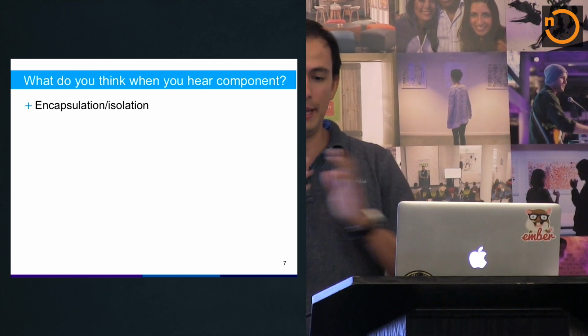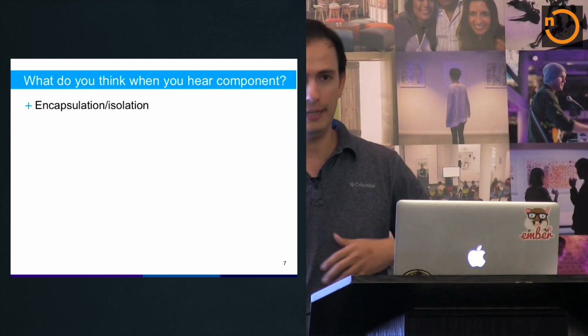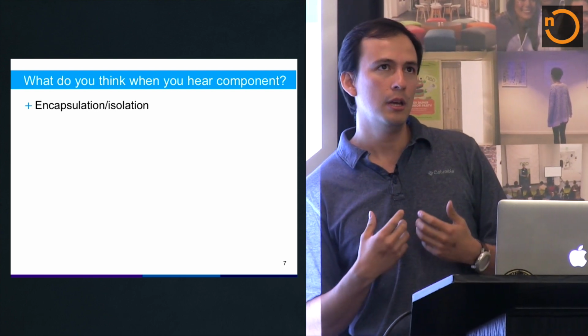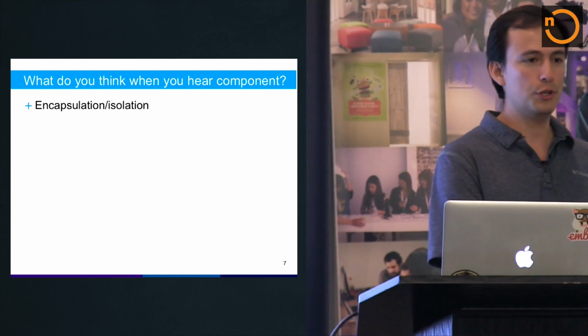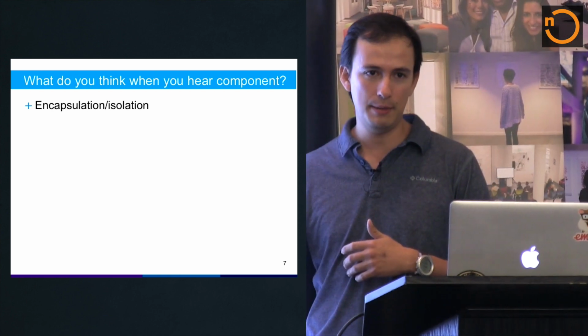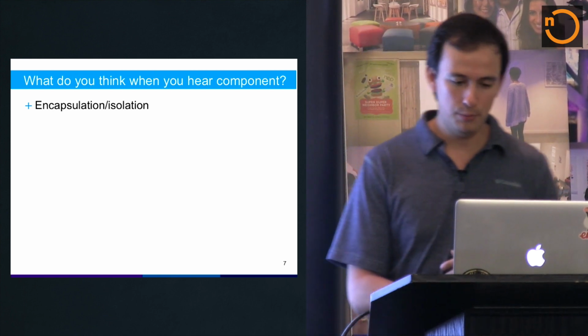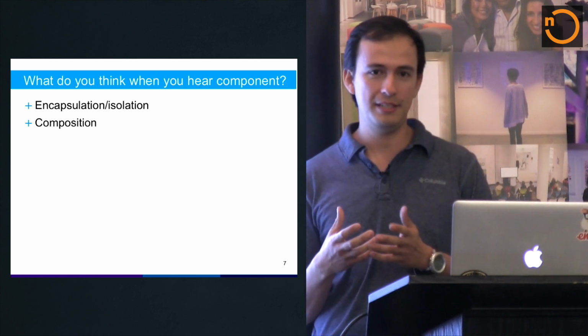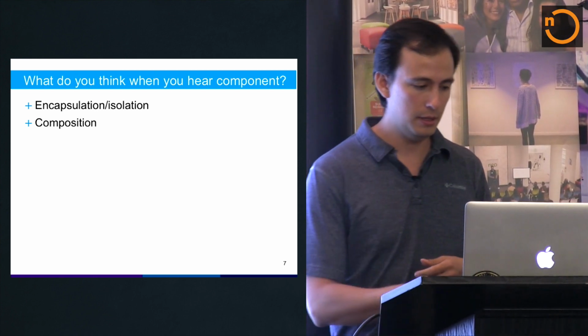I had a lot of arguments in the past, either in GitHub or internally working in projects where people were saying, well, but what's the point of doing this thing if it's not reusable? Well, it doesn't matter if it's not reusable. The main point of components is having some encapsulation. And we will talk a lot more about that. Obviously, composition is an important aspect as well.